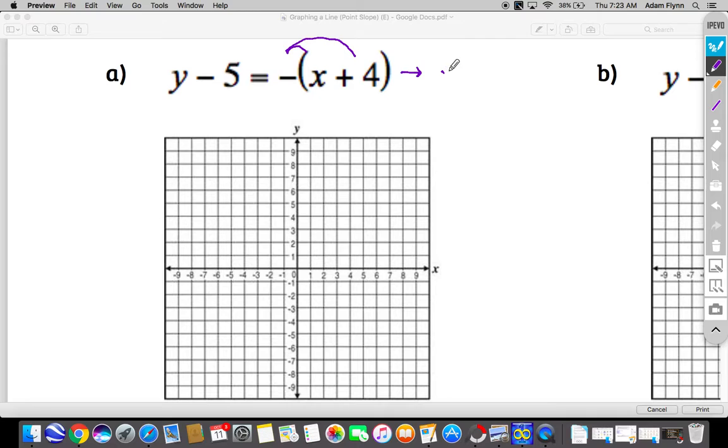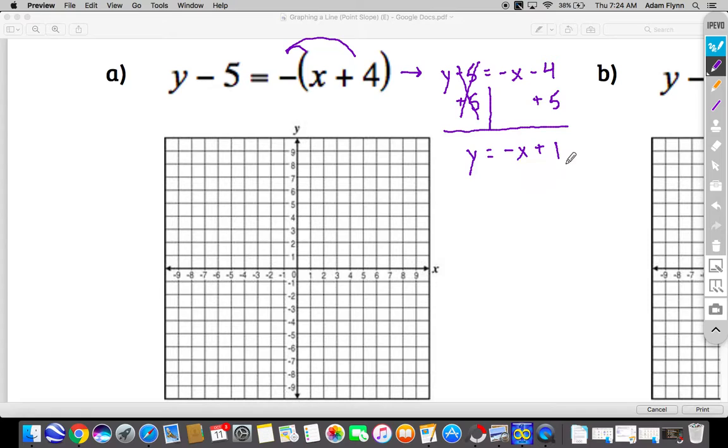So when I do that, I'm left with y minus 5 equals negative x minus 4, because I'm just multiplying everything in parentheses by this negative sign, or this negative 1. So my goal is to get it in slope-intercept form, so that means to get the y by itself. So at this point, I'll add 5 to both sides. And when I do that, negative 5 plus 5 cancels. So I'm left with y equals negative x plus 1.